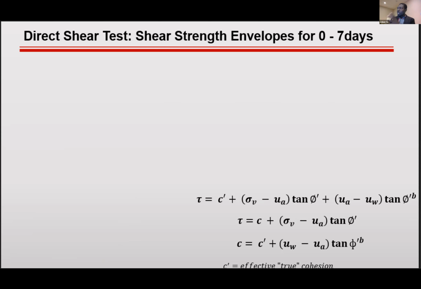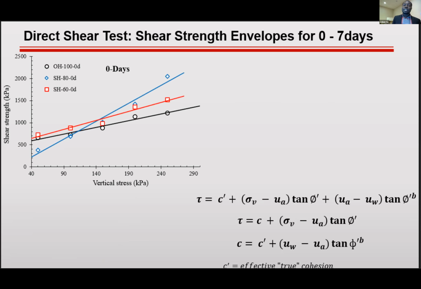But because I did not control this in the testing equipment, whatever cohesion that I'm measuring will go together with that, because we believe suction contributes to the kind of cohesion that you measure. So this is the shear envelope, the strength envelope that we measured.